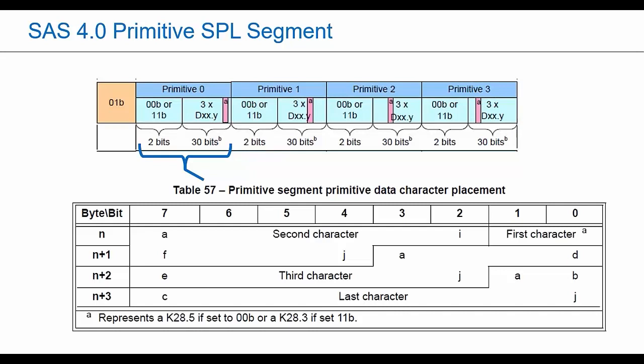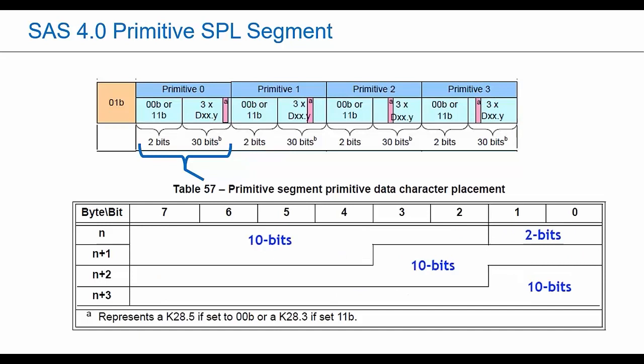Instead of your normal comma, they just use 2 bits, which they refer to as the reduced control character. They take the remaining 3 bytes and convert them to 10-bit patterns and place them in the 2nd, 3rd, and 4th position, as you see here. So still 32 bits total. They do this for all 4 primitives in the segment. 4 times 32, 128 bits total.